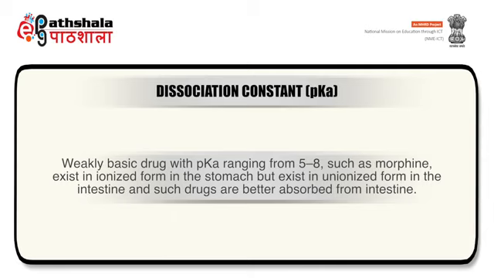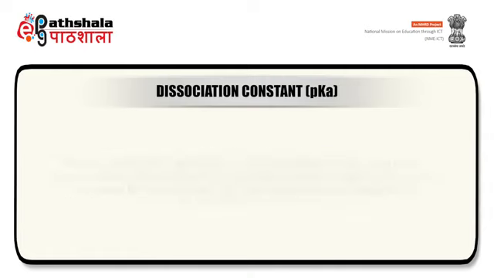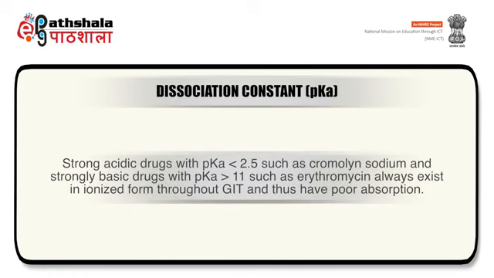Weakly basic drugs with pKa ranging from 5 to 8 such as morphine exist in ionized form in the stomach but exist in unionized form in the intestine, and such drugs are better absorbed from the intestine. Further, strong acidic drugs with pKa less than 2.5 such as cromolyn sodium and strong basic drugs with pKa greater than 11 such as erythromycin always exist in ionized form throughout the GIT and thus have poor absorption.